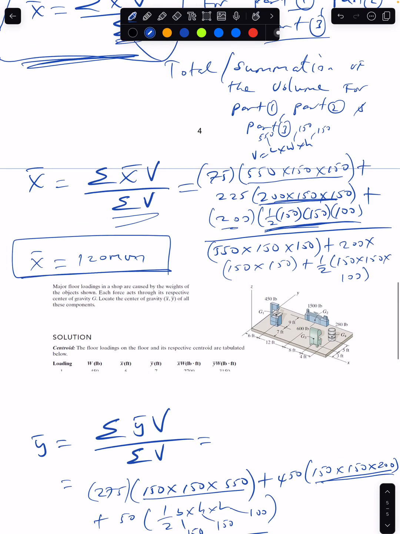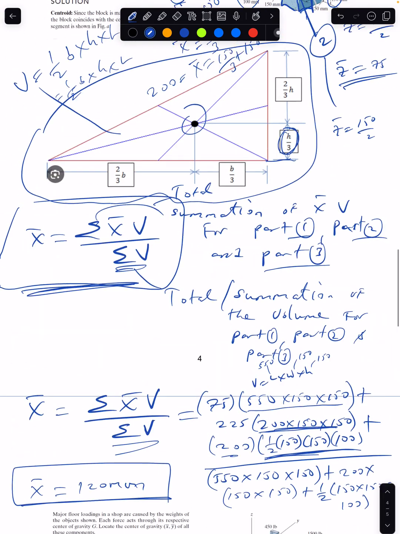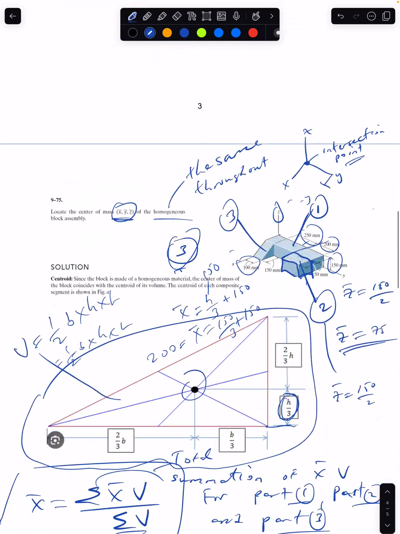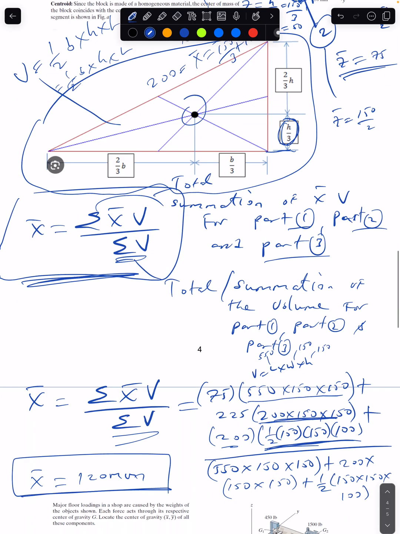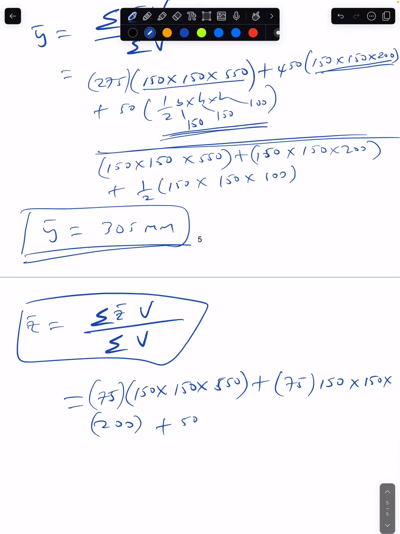For part 3, which is this triangle which I have here, I use the same method. I know for a triangle z bar is equal to h over 3, where h is the height, and the height is 150. So I have z bar equals 150 divided by 3, which is equal to 50.